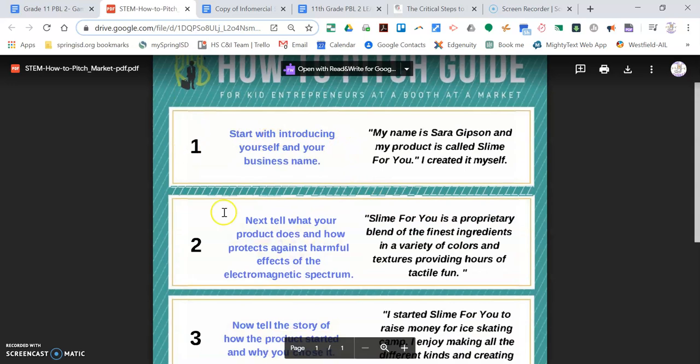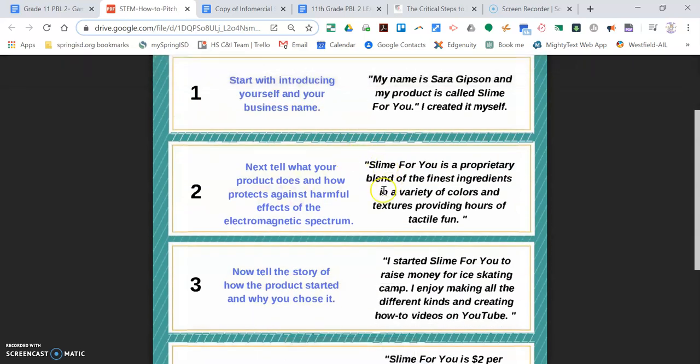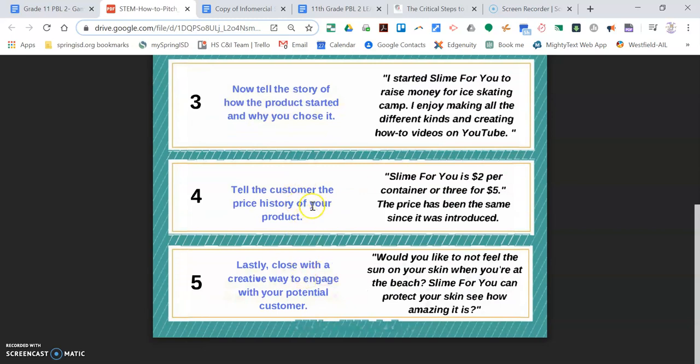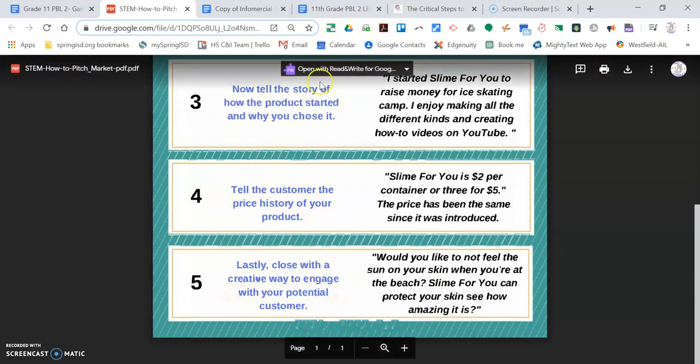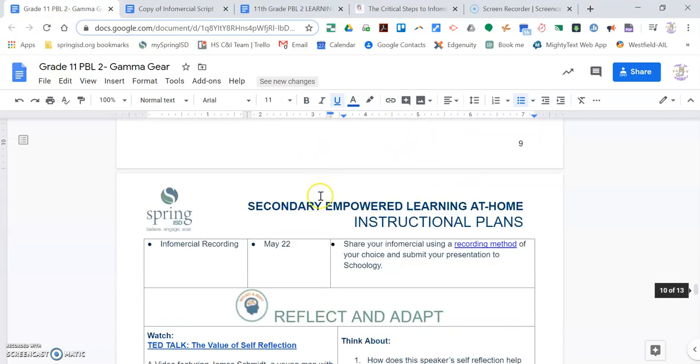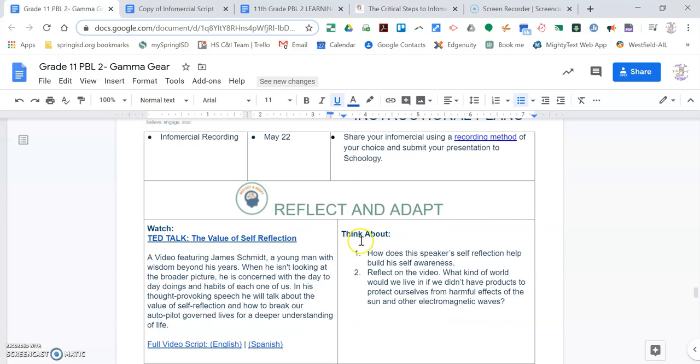which kind of gives them, start by introducing yourself, your business, tell us about your product, tell us a story, tell your customers the price history, and then finally engage your customers. So it gives them kind of a walkthrough help on that to build their informational pitch. And then the recording is due on the final day, May the 22nd, and that is PBL2.